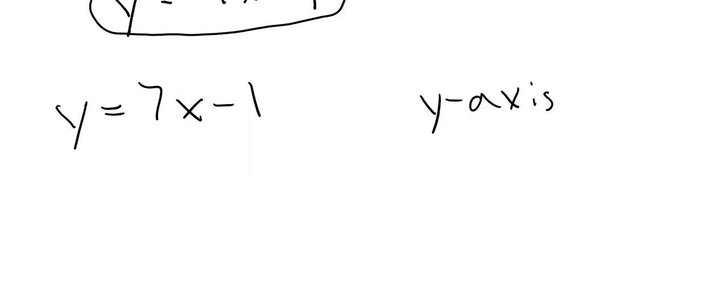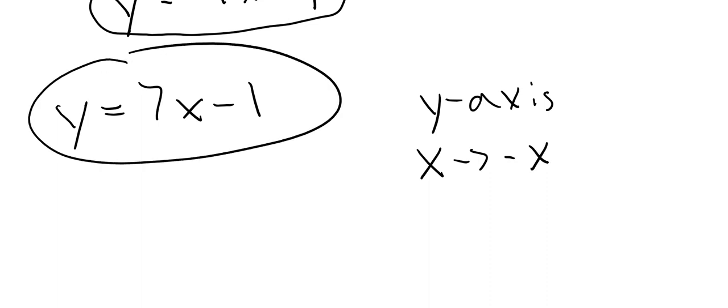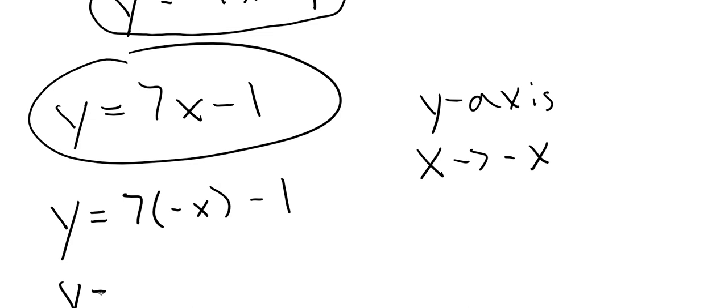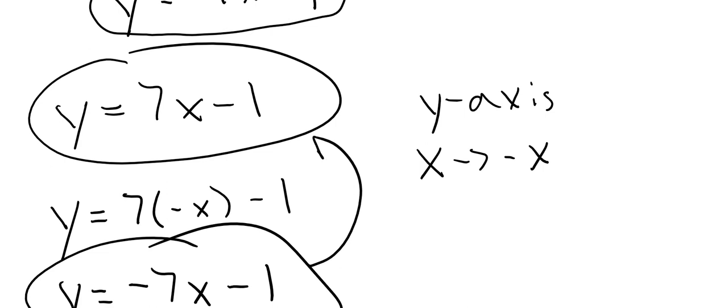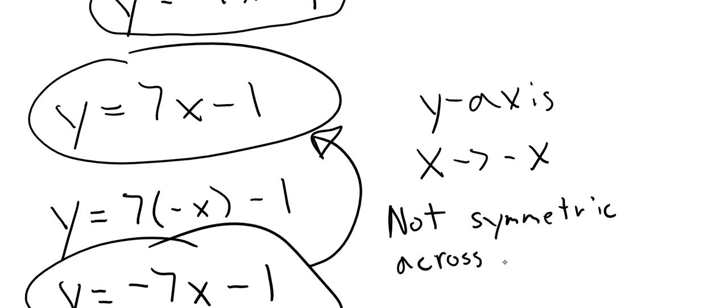And so it would make sense, before we changed our y's to negative y's for the x-axis, now we're going to change our x's to negative x's. And again, our hope is that if we change our x's, we still end up with what we started with. Now we have 7 times negative x minus 1. In this case, again, we end up with the issue: this is not what we started with. So not symmetric across the y-axis, unfortunately.